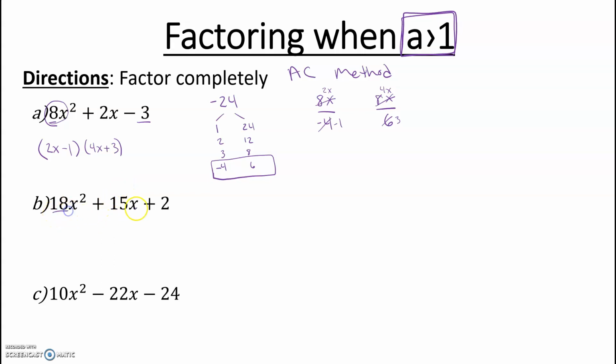All right, let's do the next one, AC. So 18 times 2 is 36. So what do we got? 1 and 36, 2 and 18, 3 and 12. I feel like we can stop. We want ones that add to 15. So 3 and 12 looks beautiful.